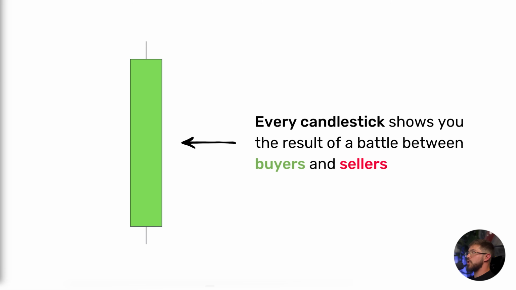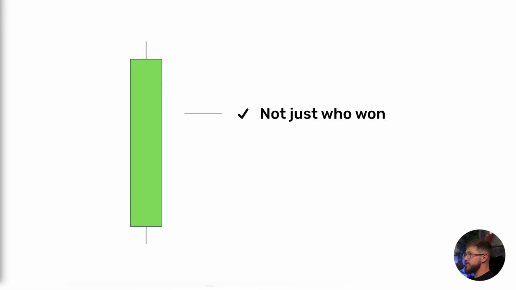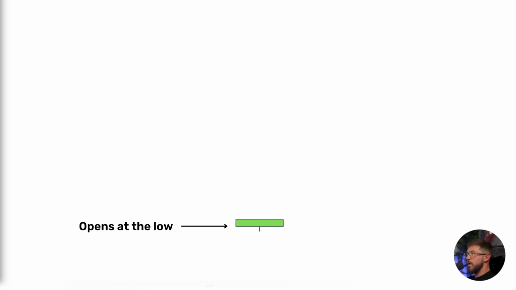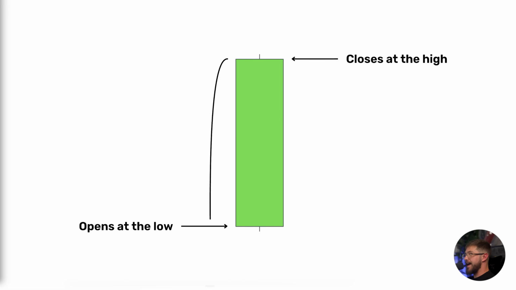Every candlestick is showing you the results of a battle between buyers and sellers. But it's not just showing you who won, it's showing you how they won and what that means for what's likely to happen next. Let me give you some specific examples. When you see a candlestick that opens at the low and closes at the high with almost no wicks, what's that telling you? The buyers took control immediately and never let go. There was no resistance. That's not just bullish. That is showing you that there is serious buying pressure behind the scenes.